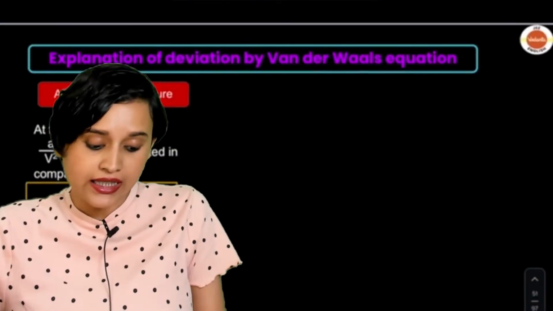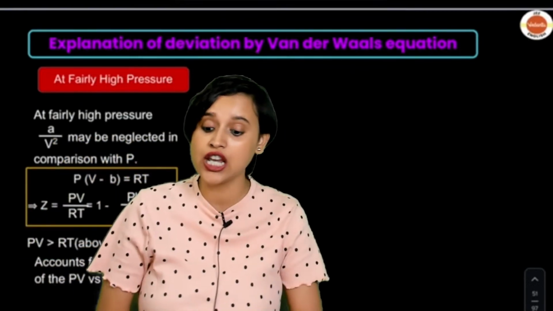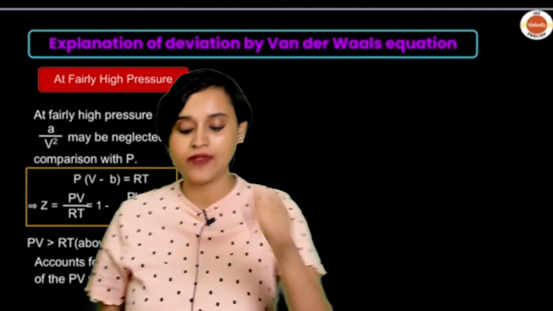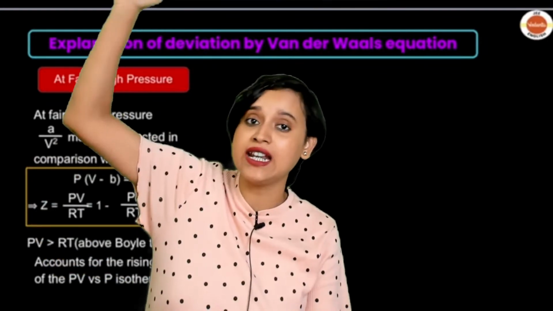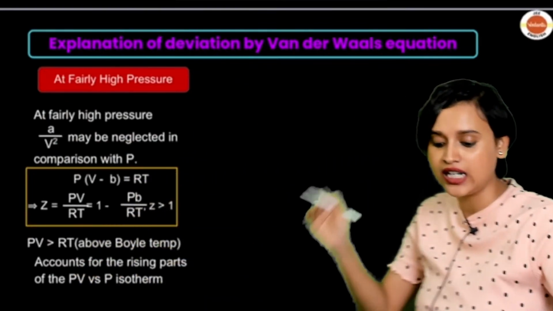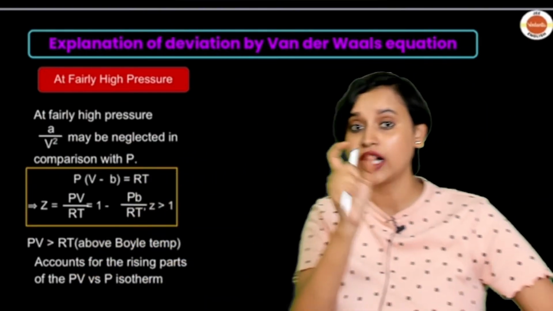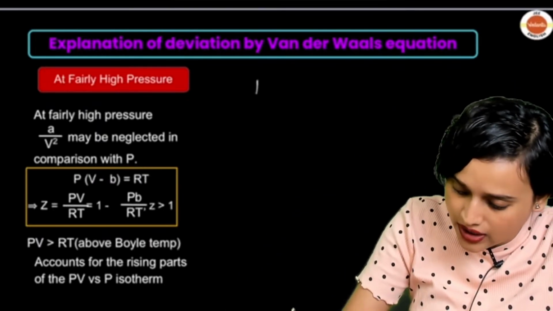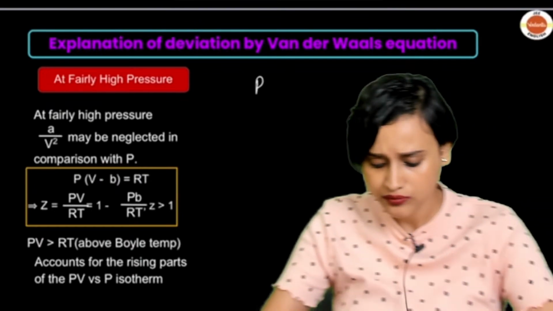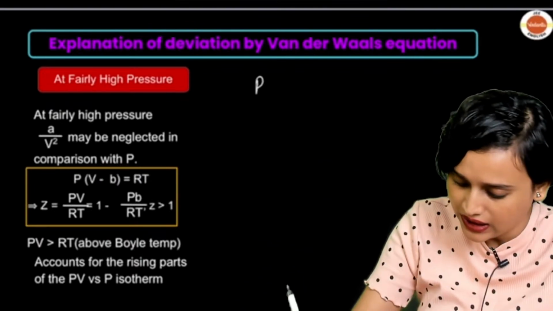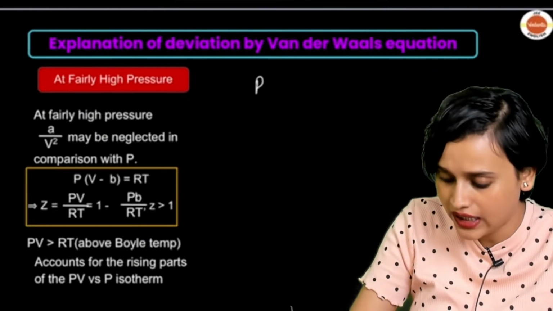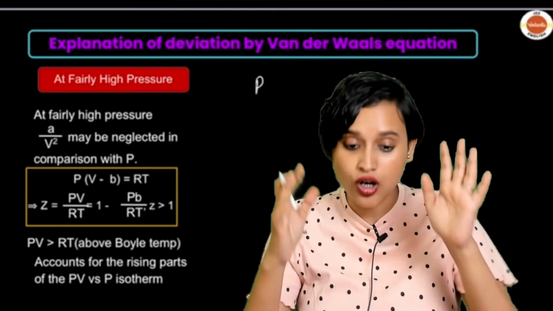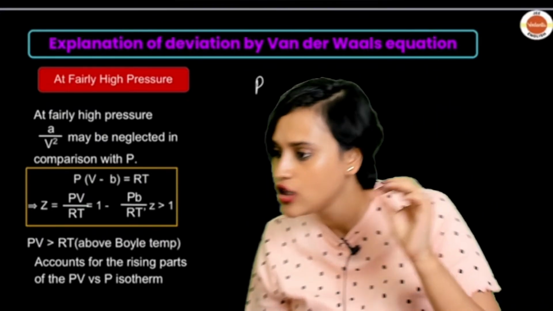All right, guys. Now, finally, let's understand the deviation by the van der Waals equation. How is it deviating? See, if the pressure is very high, what was our correction? At a very high temperature, sorry, pressure. No buffering and all, right?